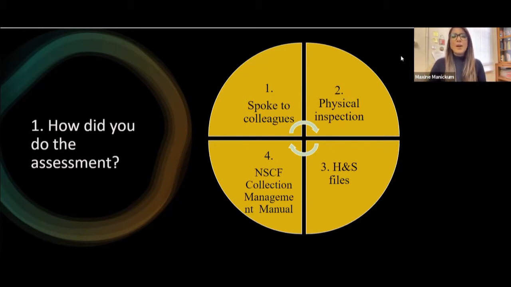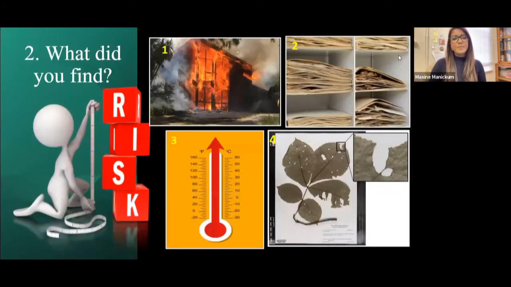Now let's see what the risks to the herbarium were. Next slide, please. So these are the 4 risks that came about when I was doing my assessment. The very first one is fire. Then we have physical forces, increase in temperature, and pest infestation. And I'm going to explain all of this in the next slide, please.